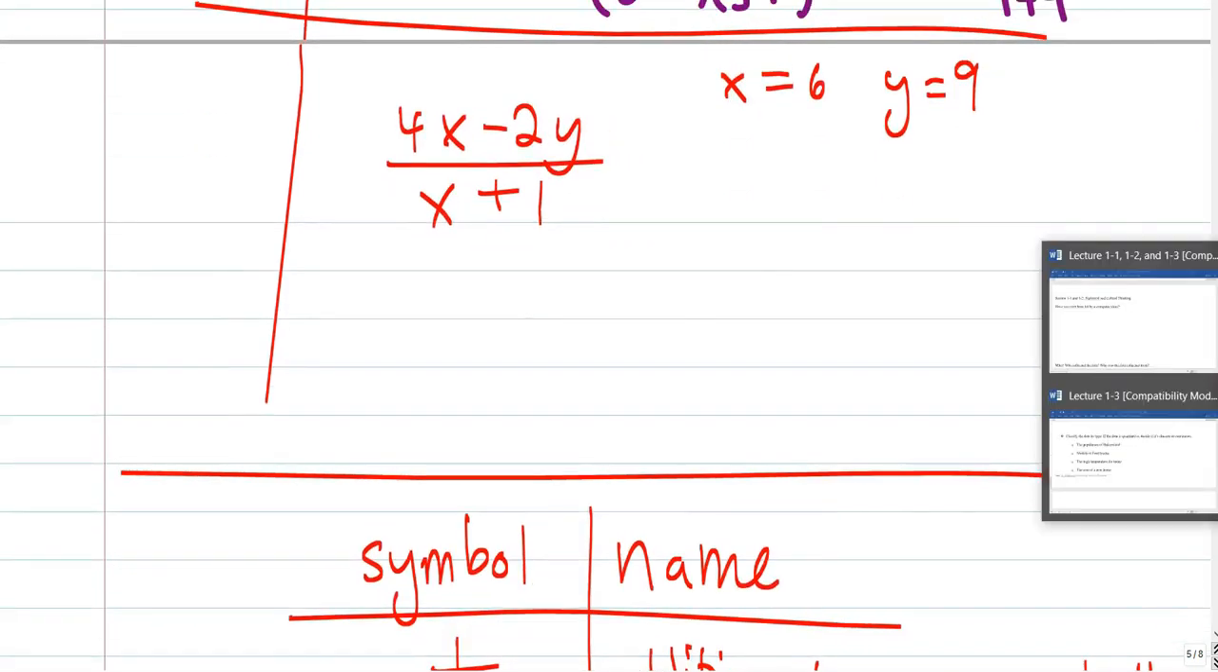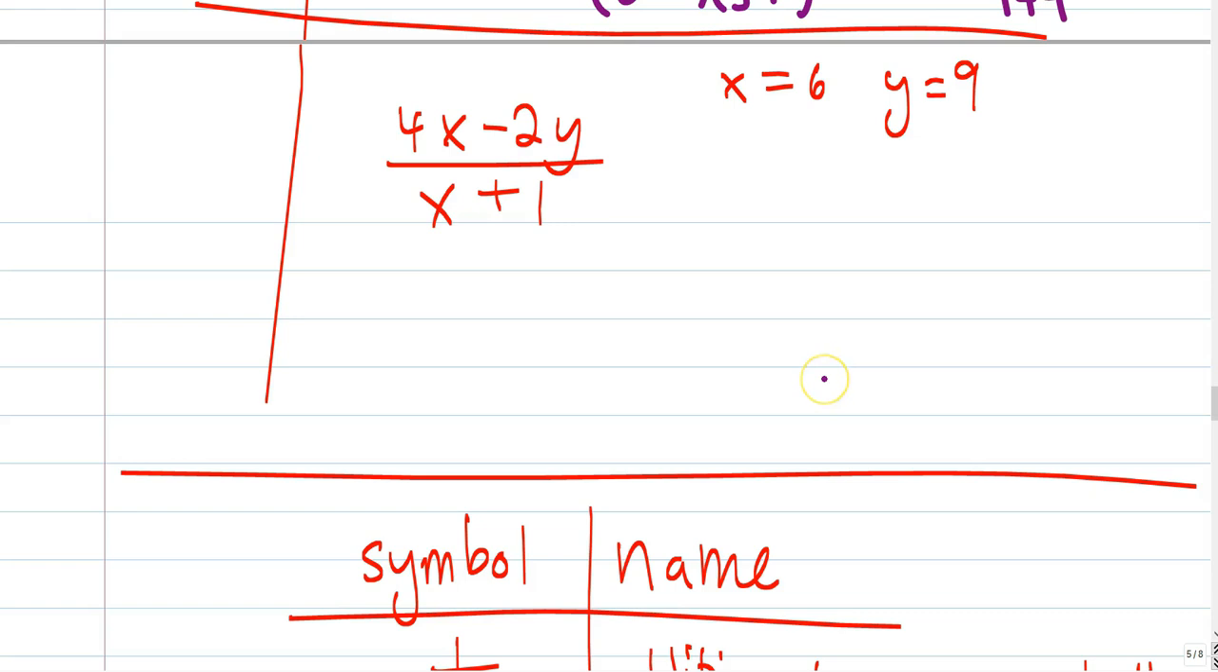What about this mess? So this mess, basically, we have 4x minus 2y over x plus 1. Okie doke. So how do we handle that? Well, 4x means 4 times x. 2y, or minus 2y, means minus 2 times y. And x plus 1 just means x plus 1.